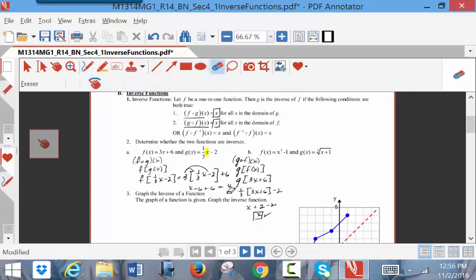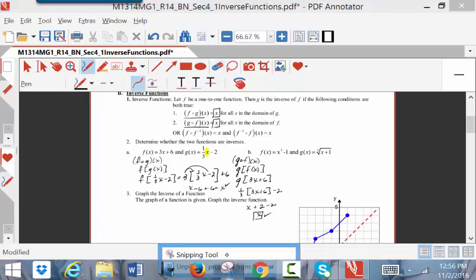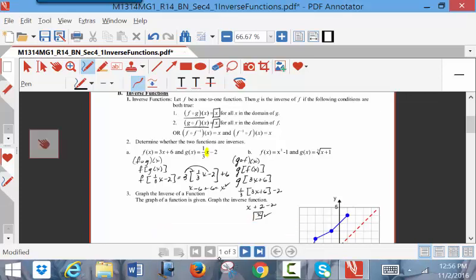Okay, so if they both turn out to equal x, then you can say, yes, these functions are inverses of each other. So in the first example, they're definitely inverses of each other. We got it covered. So that one is, yes, they are.